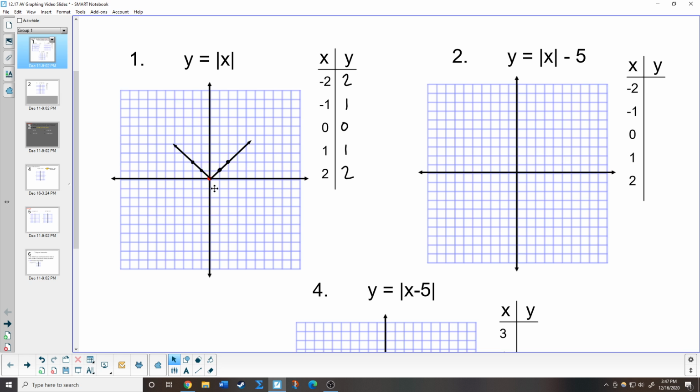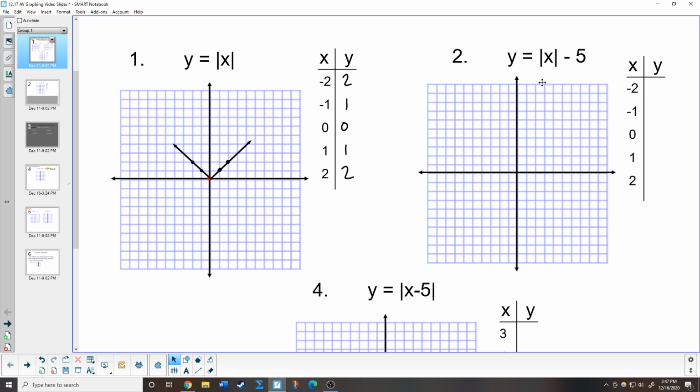Now, this kind of makes sense, as the values that you plug in for x, whether they're positive, you're going to result in a positive y value, because the absolute value happens even if you plug in a negative x value. When you take the absolute value of that, you're going to get a positive y value. So it kind of makes sense that we get this V shape.